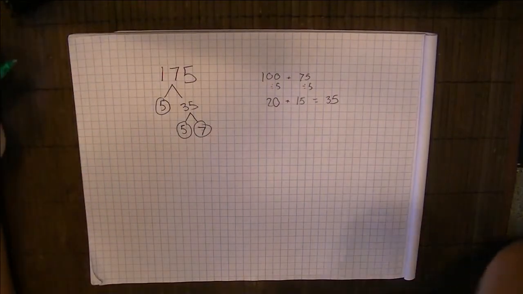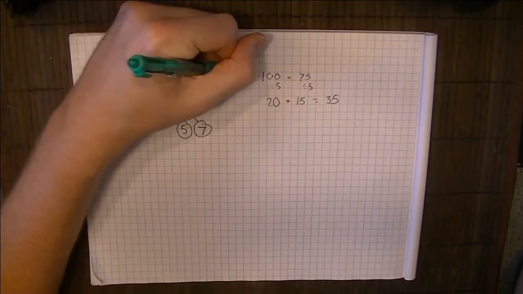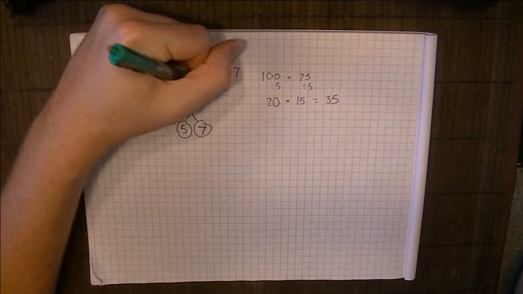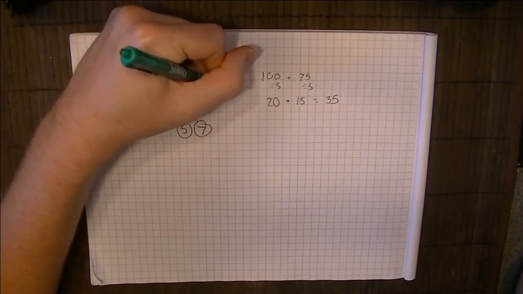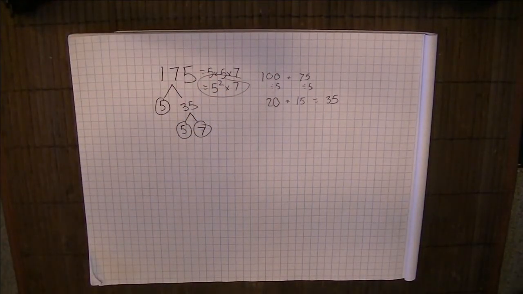And so 175 is equal to 5 times 5 times 7. Or, put it more succinctly, 5 squared times 7. So that is my answer. That's my prime factorization of 175. Okay, cool. So the next thing that we need to talk about is common multiples. So we'll start a new page and talk about that.